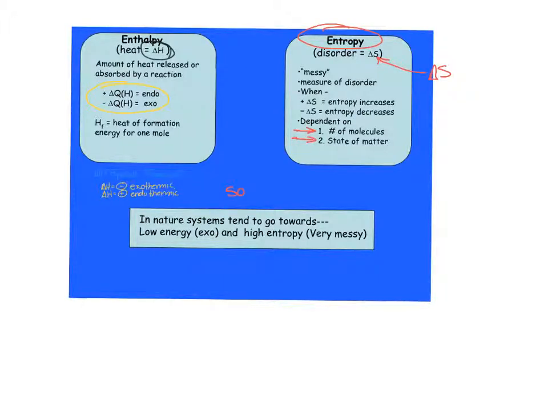First and foremost, solids are a regular geometric pattern. They have the least amount of disorder. Liquids have more disorder, and gases have the most disorder. So let's say we look at H2O solid becoming H2O liquid, which is fusion, right? That's melting. That is going to be an increase in entropy. It's as simple as that.